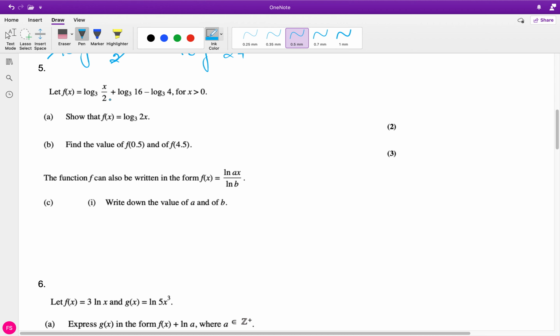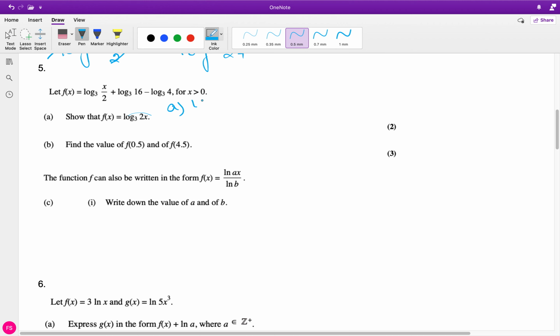And the base is the same in this question. The base is 3. So we have to show f of x equals to this. Now, whenever they say show something, it doesn't mean you can use this answer. You have to do whatever you can to make it equal to this. That's how you can show something. So you can see that they combine all the terms and just expressed it as a single logarithm. That's what I'm going to do for this.